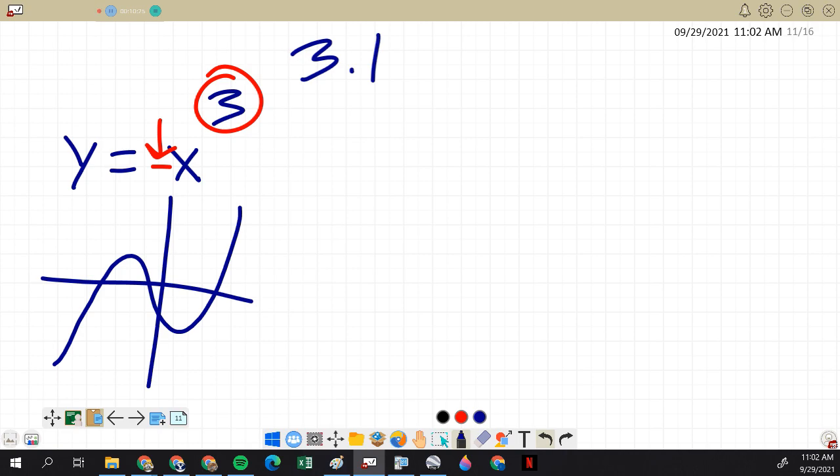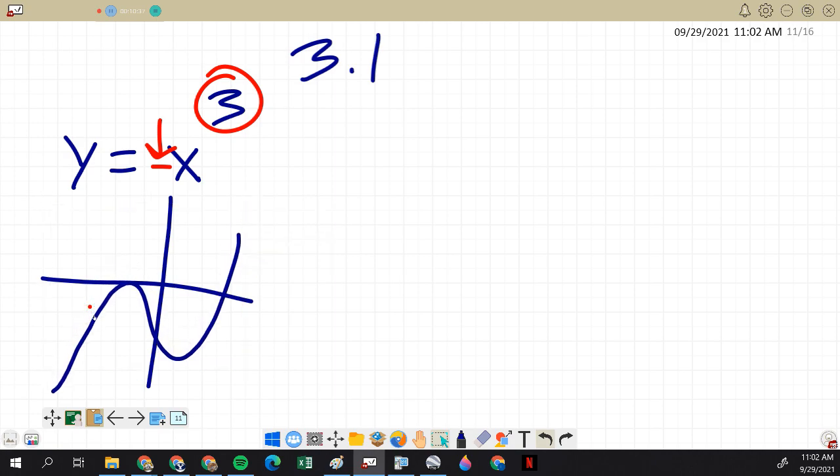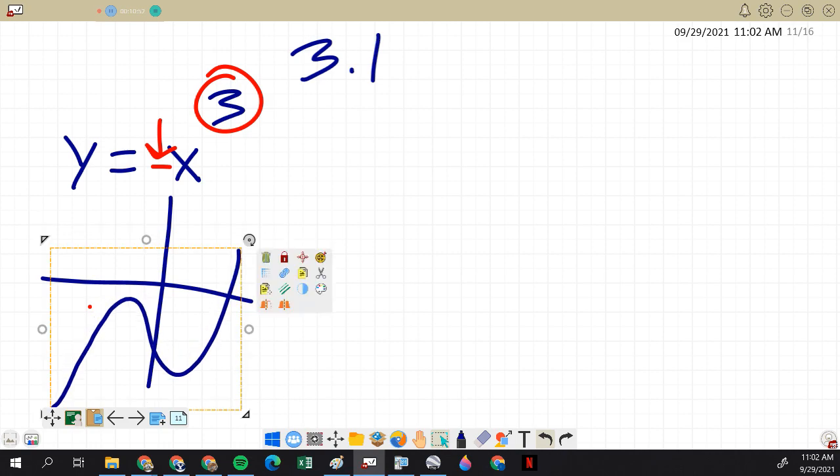Could it touch twice? Kind of. So if I grabbed it, maybe, and I moved it down, now it only touches twice. It still has 3 roots, right? One of them's positive, and then we have a duplicate negative root. Could it touch just once? Yeah, right there.